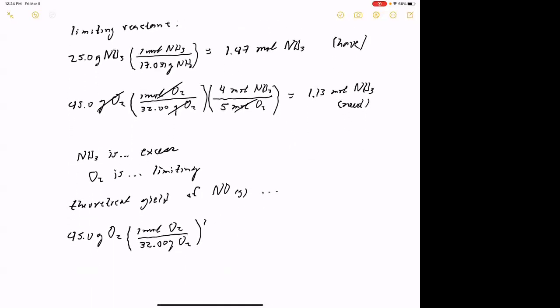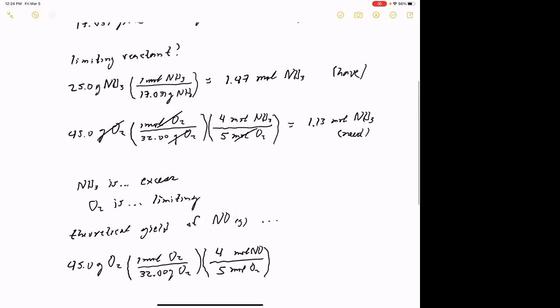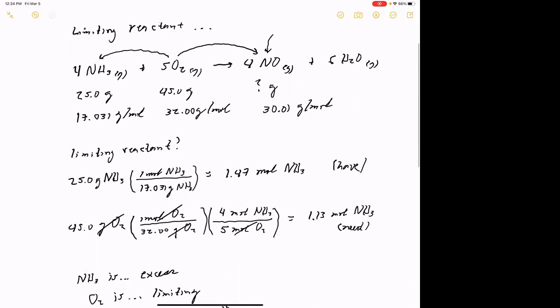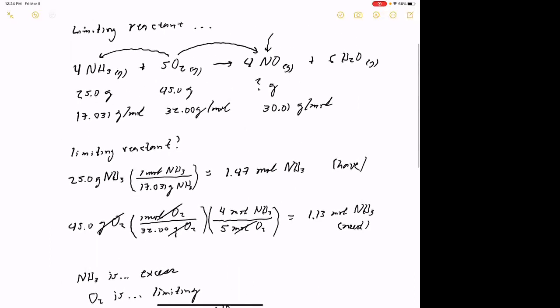Okay, so let's establish a mole ratio based on that mole bridge. Moles of O2 have to go in the bottom, so I want to get rid of them. I want to keep moles of NO, that's going to be on the top. And if you go back to that balanced reaction equation, you'll see that for every 4 moles of the nitrogen monoxide you make, you're going to use up 5 moles of the O2. We'll just go back and verify that real quick. Yep, 4 moles of NO to 5 moles of O2.